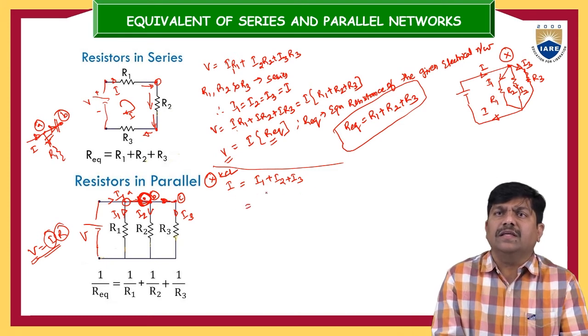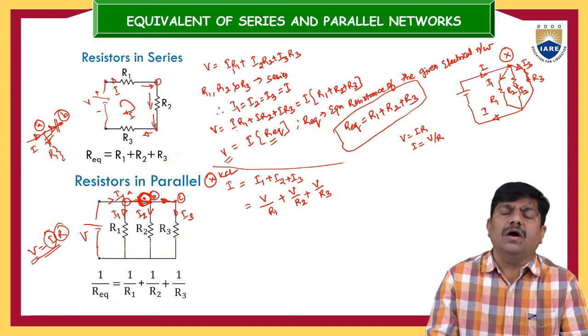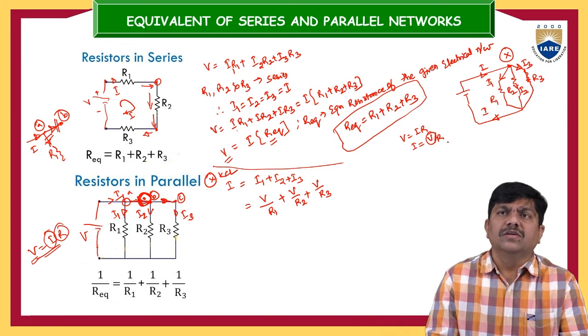So as per Ohm's law, this can be written as V by R1, plus I2 is V by R2, plus I3 is V by R3. Ohm's law is nothing but V is equal to I into R, and if you want to determine I, this is equal to V by R. But across R1, R2, R3, the voltage is the same. Only the resistances are different. So that's why I am writing I1 is V by R1, plus I2 is V by R2, plus I3 is V by R3.